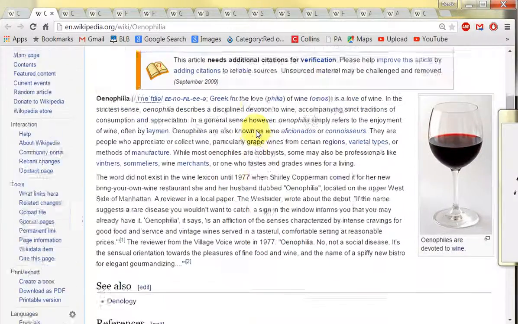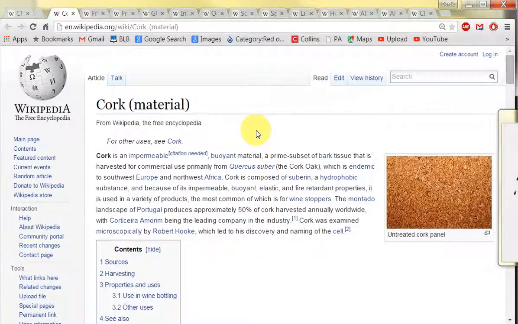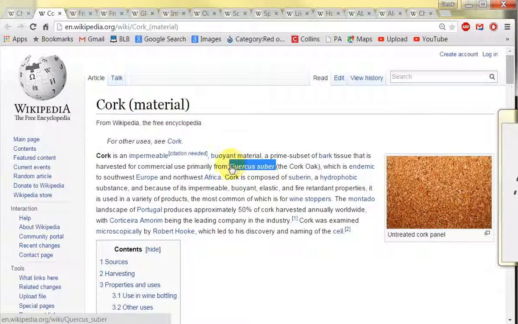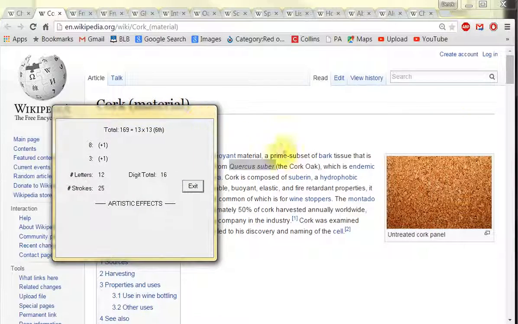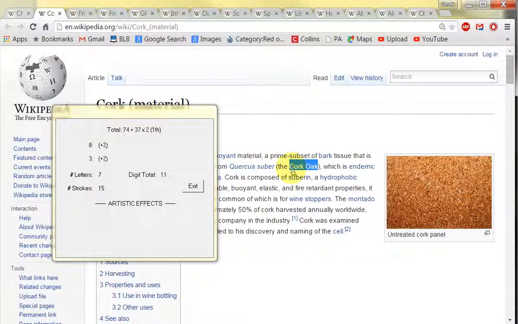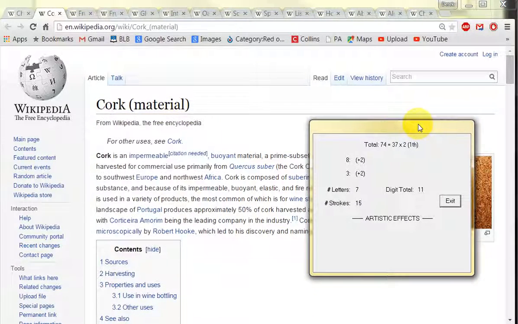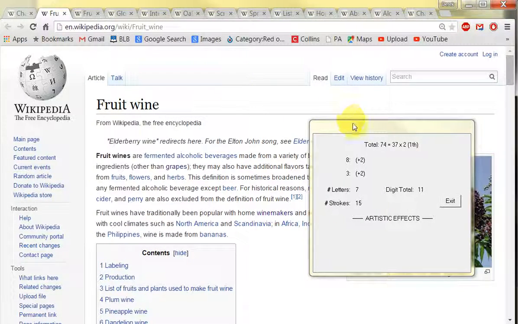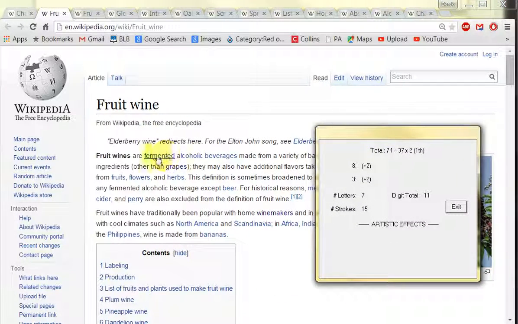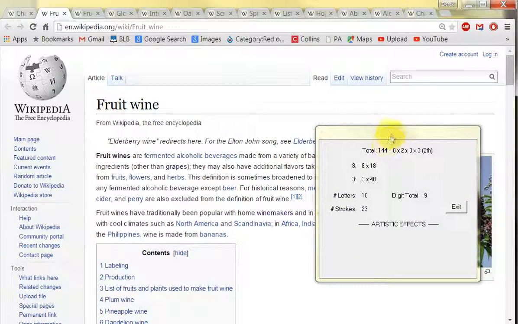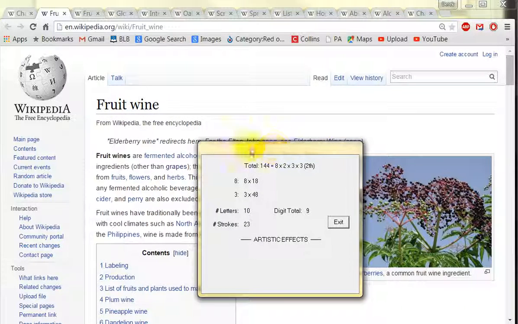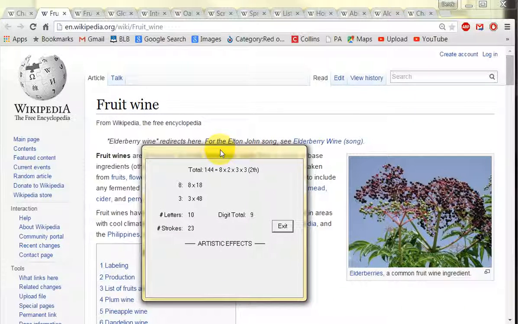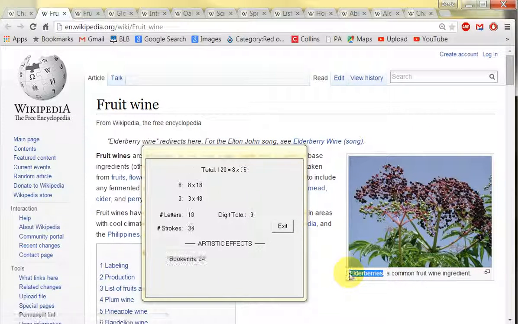Oh, the love of wine. Right. The cork oak. That's easy. Fruit wines. Elderberries. That's an easiest three fest.